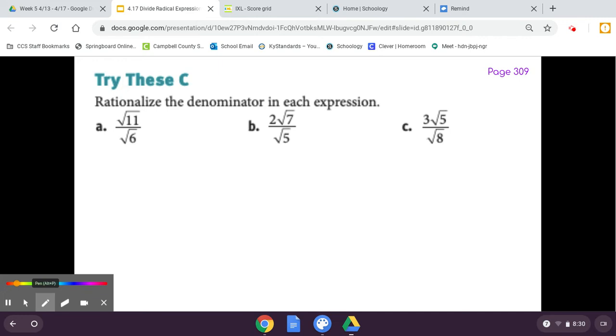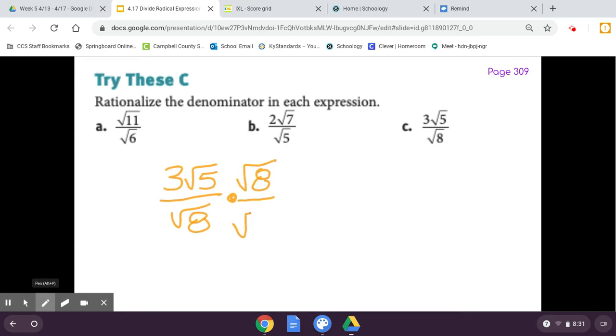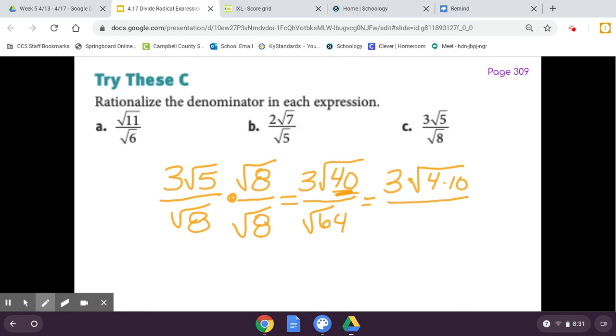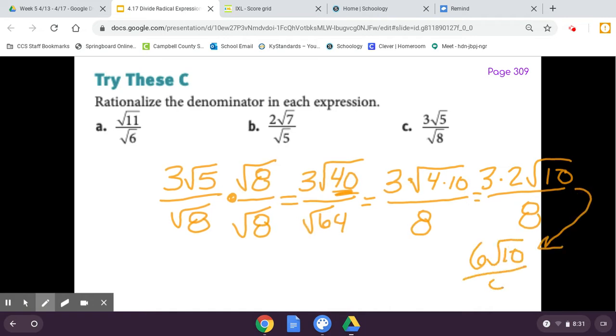Okay, let's do our last problem here. So 3 square root of 5 over square root of 8. Our square roots don't divide nicely, so we have to rationalize. Okay, so this is 3 square root of 40 over square root of 64. You should know by now that 40 has some nice stuff to take out of it. So we have 3 times the square root of 4 times 10 over 8, which then gives us 3 times 2 square root of 10 over 8, which gives us a final answer of 6 square root of 10 over 8.